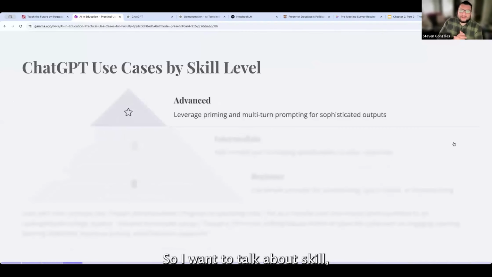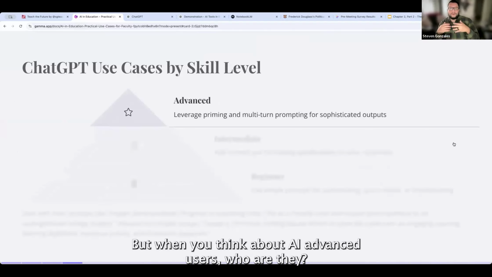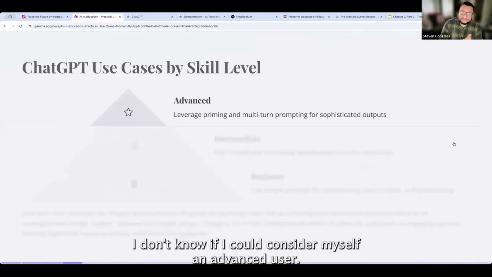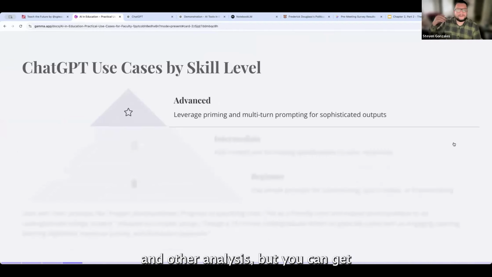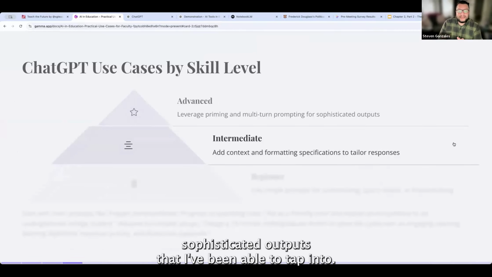So I want to talk about skill, and we're going to start from the top and go to the bottom. But when you think about AI advanced users, who are they? I don't know if I could consider myself an advanced user. I don't tap into some of these other resources like coding and other analysis, but you can get some very sophisticated outputs, and I'll share with you some of the sophisticated outputs that I've been able to tap into.